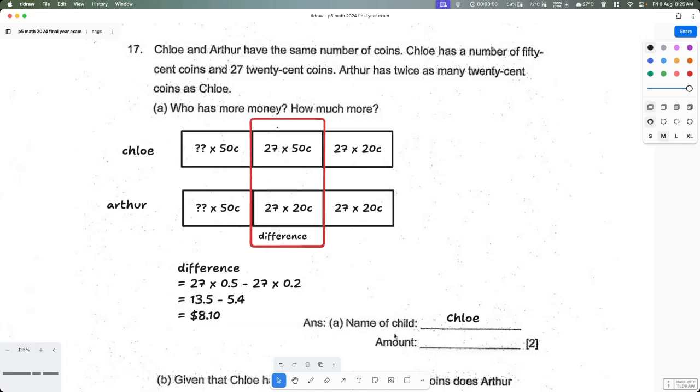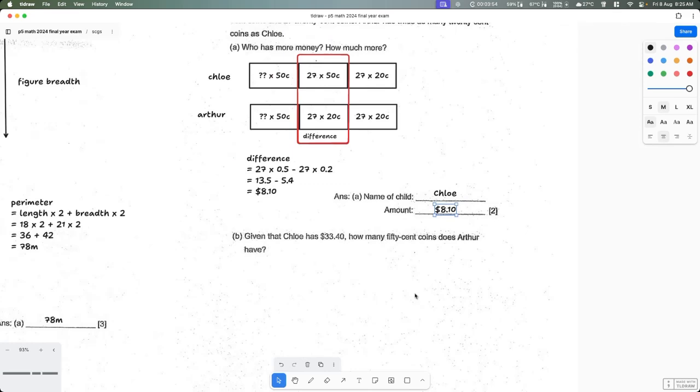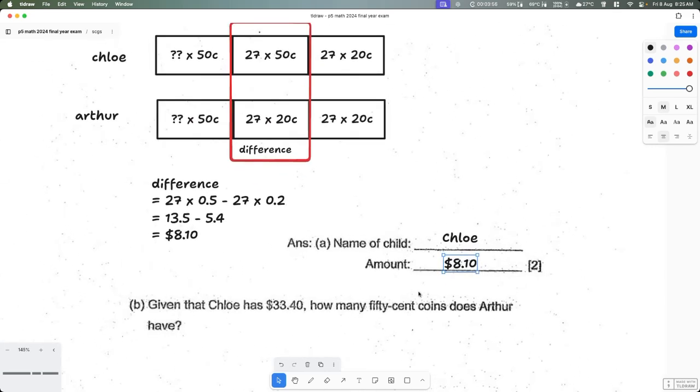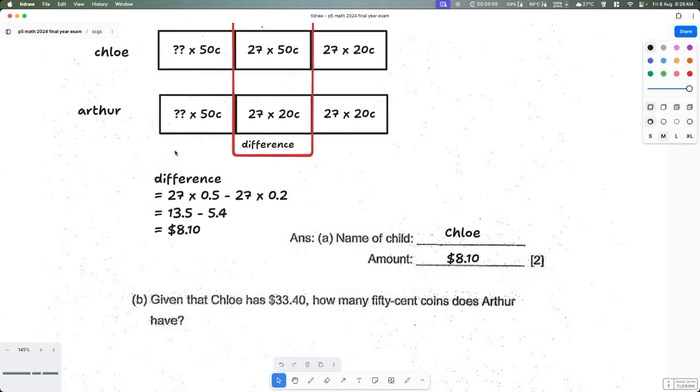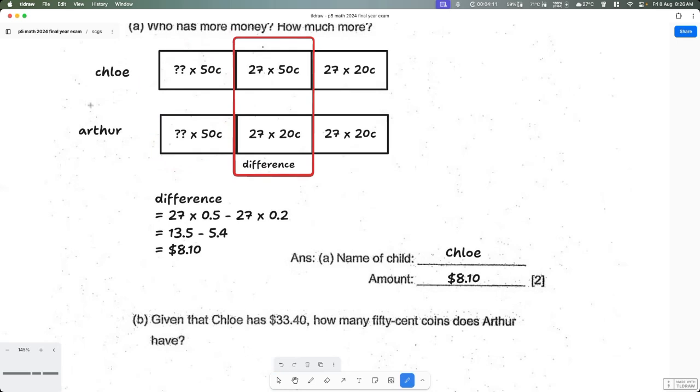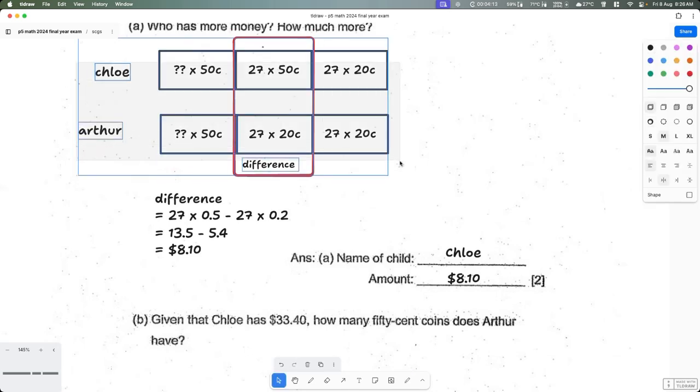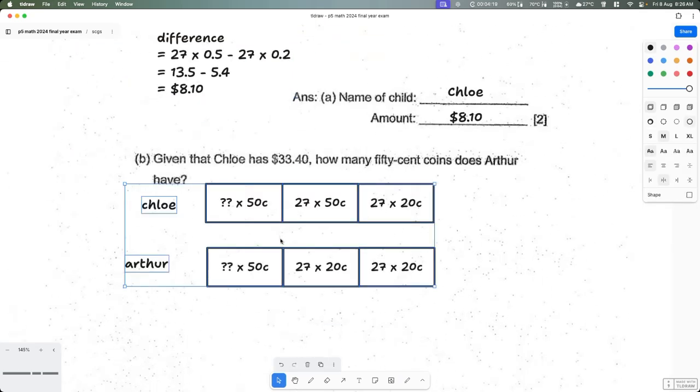All right. Okay, let's move on to the next question. Question B. So given that Chloe has $33.40, how many 50-cent coins does Arthur have? Okay, so that means we just need to know this over here. So it's literally just this whole thing. So if I were to just copy this, without this over here, and paste it over here below.